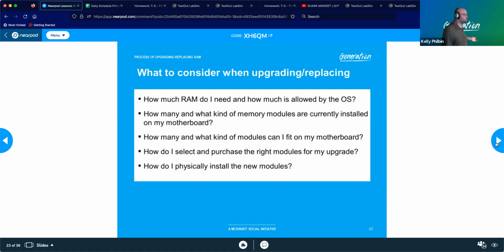How many and what kind of modules can I fit on my motherboard? Do I have 2 RAM slots? Older motherboards may have this. Do I have 4, 6, 8? How many RAM slots? What generation RAM do I need? DDR4, DDR3, DDR2? What form factor of RAM? Am I utilizing standard DIMMs, or SODIMMs, or microDIMMs? What am I using?